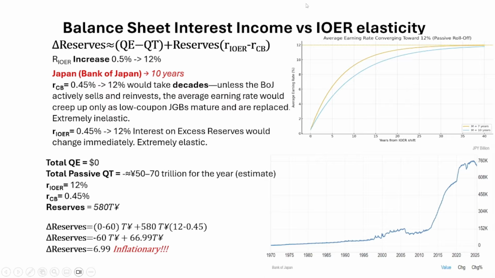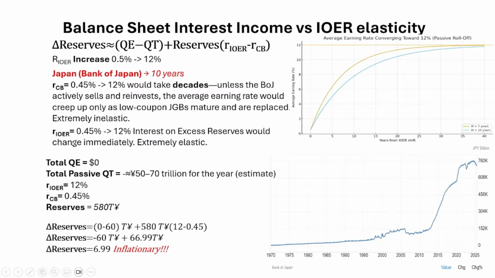Okay, so let's look at this, the inelasticity of interest on excess reserves, or interest income. So let's just say the interest on excess reserves was increased from 0.5% to 12%, just hypothetically. Can the Bank of Japan actually do this without causing inflation in reserves? The Bank of Japan's rollover is about 10 years. So the problem is, for the central bank's average interest rate to roll over to 12%, it would take decades, yeah? A very long time for this balance sheet to get its average interest rate up to 12%.